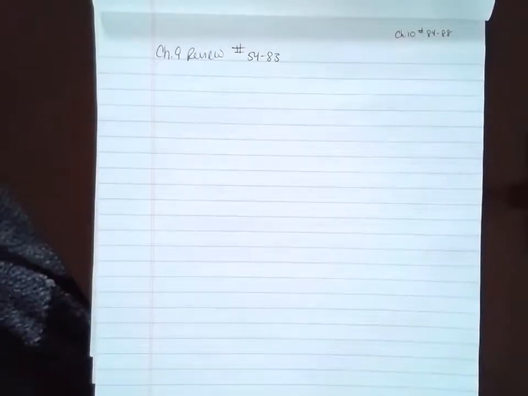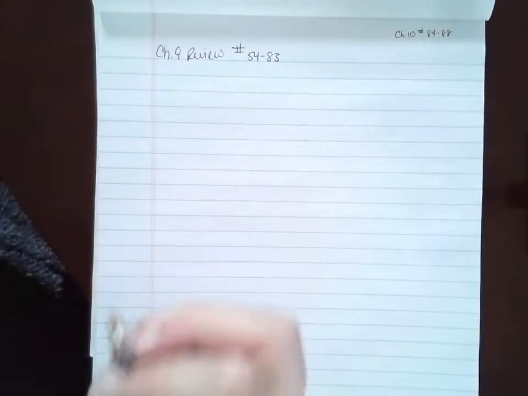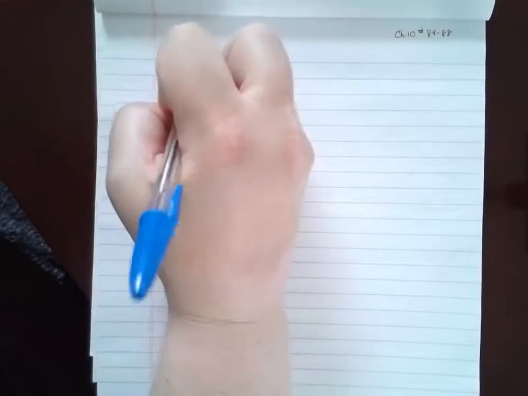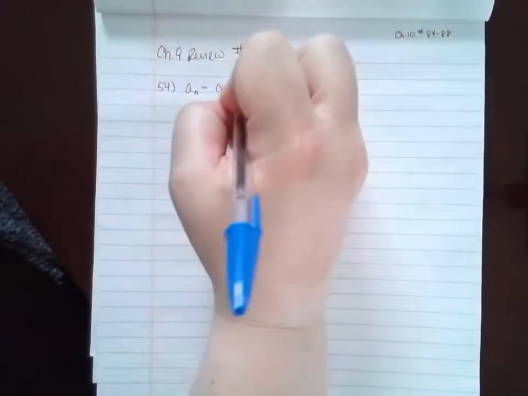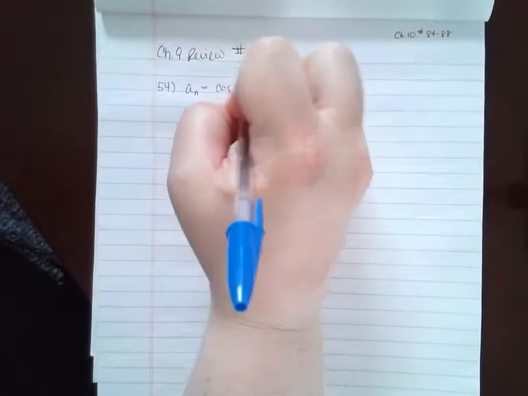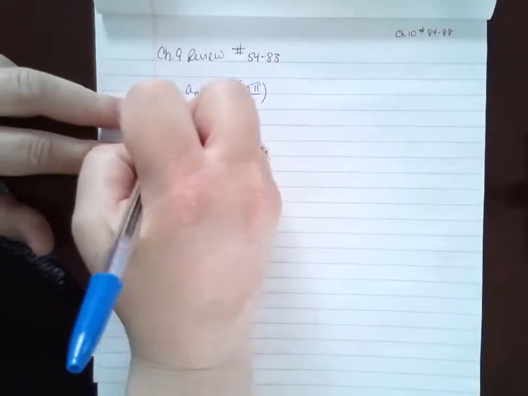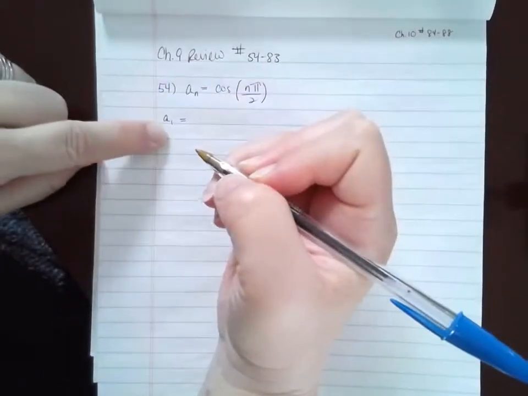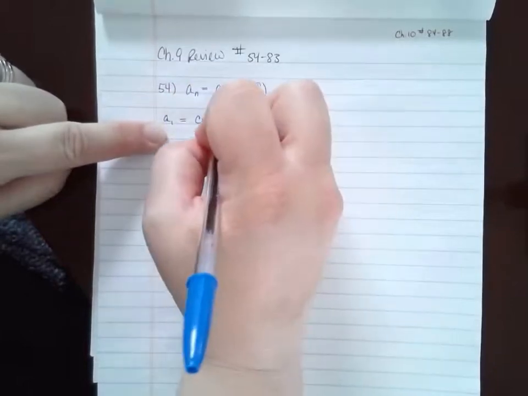Number 54 says determine the first 5 terms of the sequence a sub n equals cosine of n pi over 2. All that we're asking to do is plug in a 1, a 2, a 3, a 4, and a 5 for the first 5 terms. So the first term, denoted a sub 1, would be cosine of 1 pi over 2.